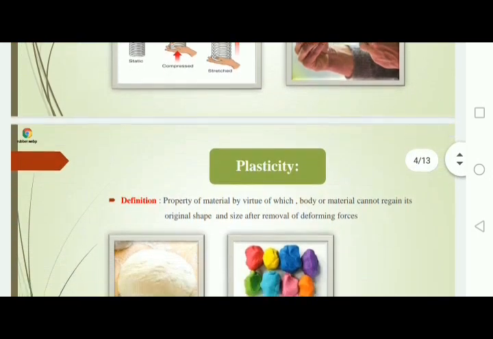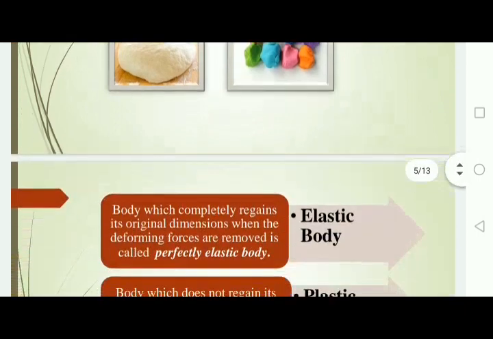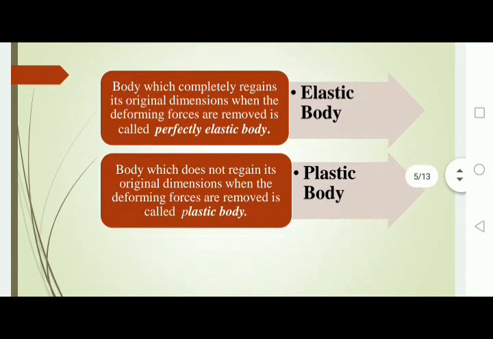Let's move on. What is plasticity? You can call it the anti-property of elasticity also. So let's study its definition. It is the property of a material by virtue of which a body or material cannot regain its original shape and size after removal of deforming forces. Okay, so here are a few concepts of elastic body and plastic body.